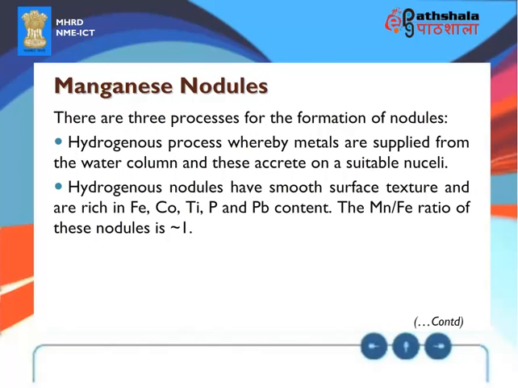There are three processes for the formation of nodules. Hydrogenous process, whereby metals are supplied from the water column and these accrete on a suitable nucleus. Hydrogenous nodules have smooth surface texture and are rich in iron, cobalt, titanium, phosphorus, and lead content. The manganese-iron ratio of these nodules is approximately 1.